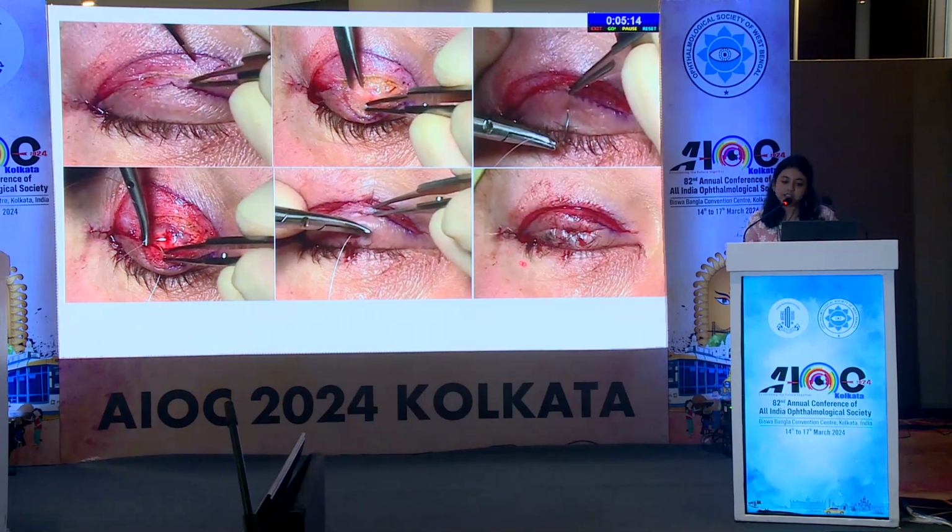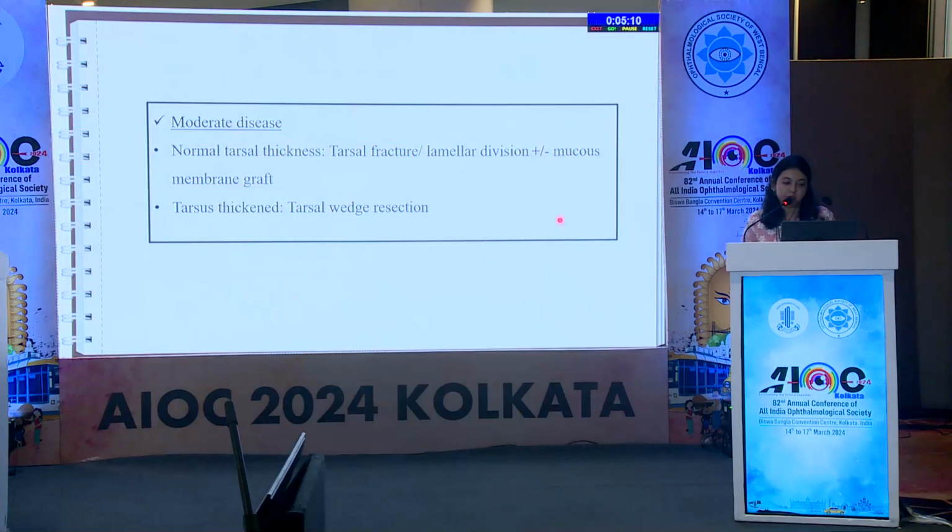And this is the surgical result at the end, causing an upward pull towards the anterior lamella. Now, what about a moderate disease? If the disease is slightly moderate, these procedures are not going to be effective. So in such a case, we look at the thickness of the tarsus.